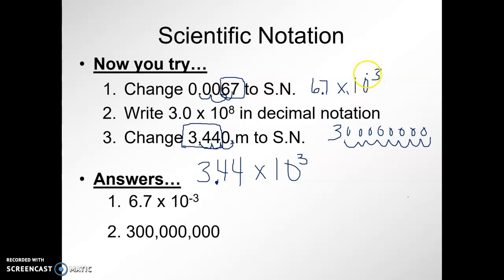Oh, my negative sign disappeared up here. Yes, there we go. We got all the answers correct.